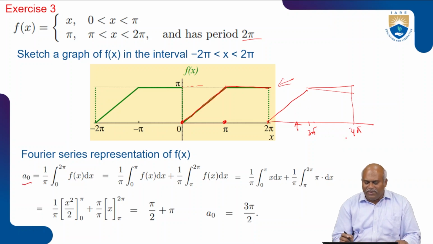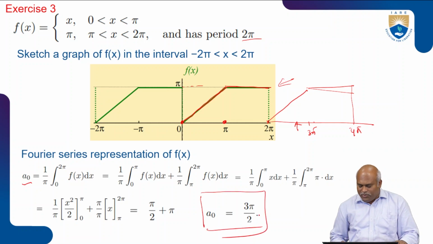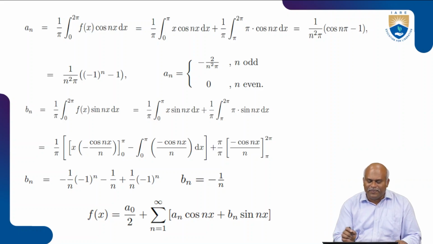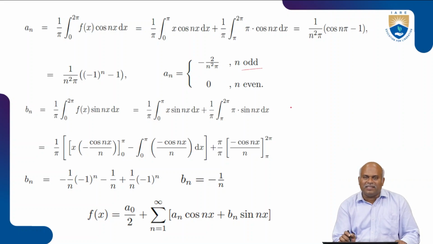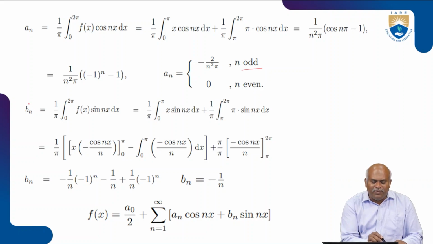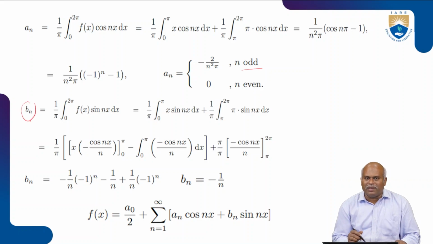Based on this signal, I should find the trigonometric Fourier series coefficients, that is a0. For the interval, we find a0 is equal to 3 pi by 2, and a of n is represented as 1 by n square pi times minus of 1 to the power n minus 1. If n is an odd number, a of n is equal to minus 2 by n square pi; for an even number it is equal to 0. In the same case, b of n we also find.